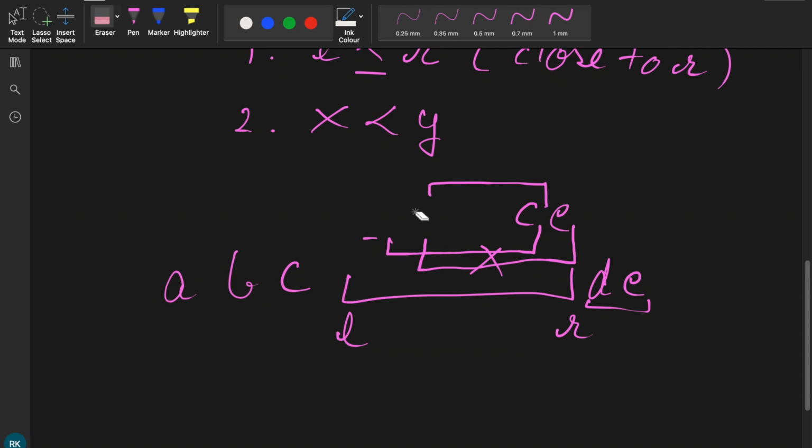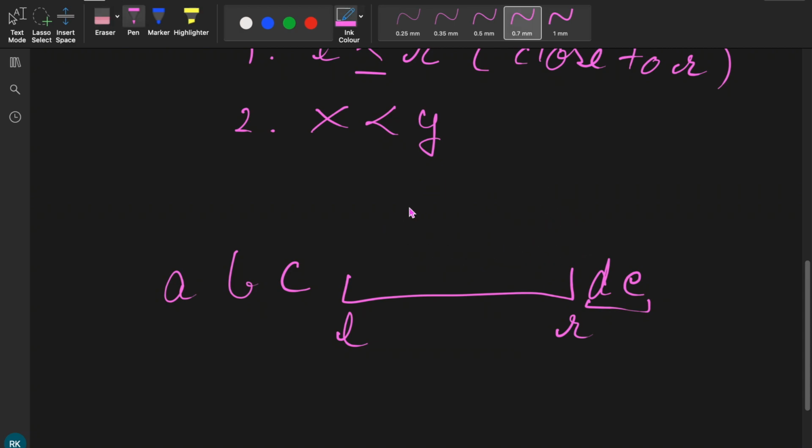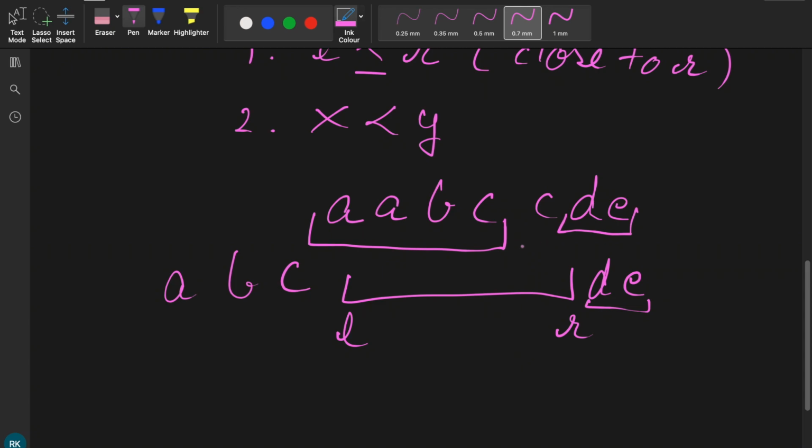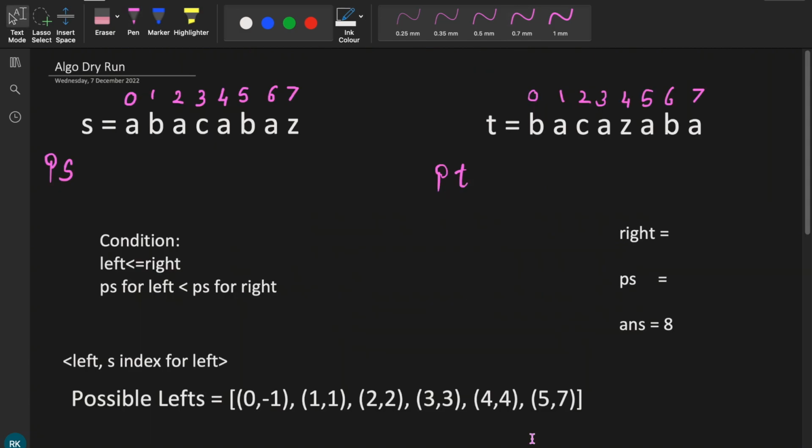In contrast, if we have the string as AABC and CDE, this is the favorable case, because DE is formed here and AABC is formed here. There is no overlap between the left and the right parts of the subsequence, and that's what we want. That's why we have stored the S index for left, and we will also use the S index for right here. So now let's build the rights and make the answer.